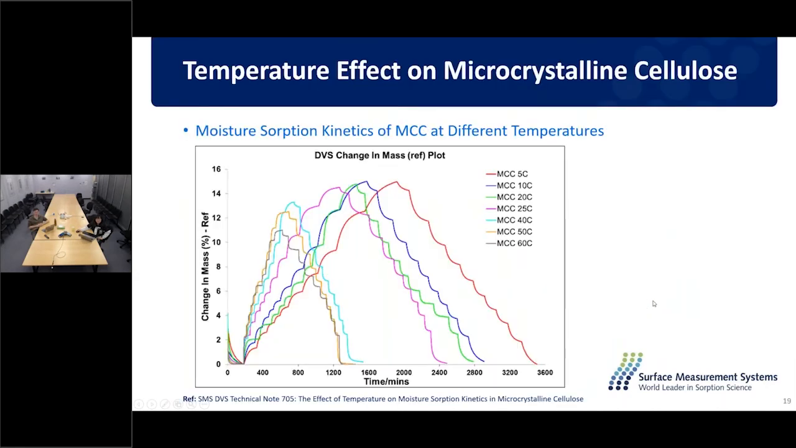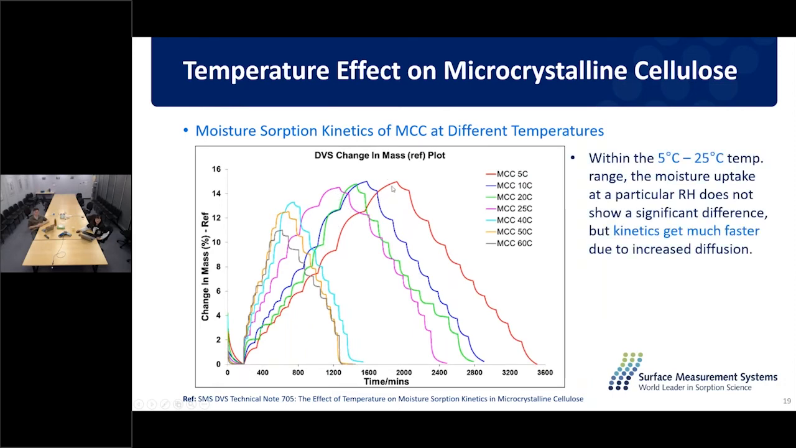And there is a really nice overlapping of all the data at different temperatures. The red line here is for the microcrystalline cellulose at 5 degrees. And up to 25 degrees, which is the pink line here, the uptake of the water is hardly changing, almost the same level, about 14% change in the mass at higher humidity. So basically the moisture uptake of cellulose is kind of constant in this temperature range, but the kinetics of the equilibrium state is much faster at a higher temperature.